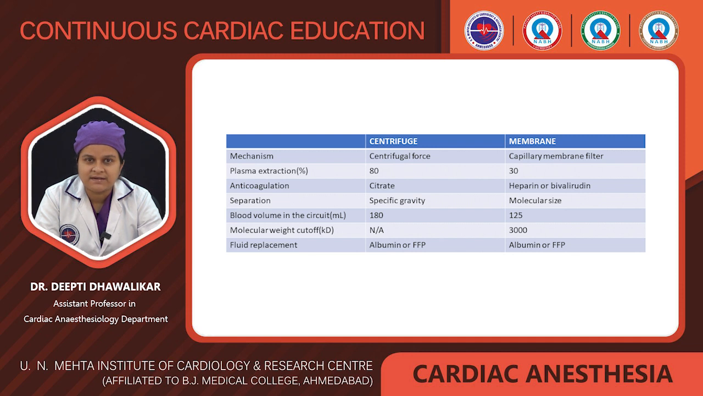Blood volume in the circuit is about 180 ml with centrifugal force, whereas it is about 125 ml with membrane filtration. Molecular weight is not applicable to plasmapheresis using centrifugal force because it is based on specific gravity, whereas membrane filtration has a cutoff of 3000 kilodaltons for filtration. For fluid replacement, in both cases albumin or fresh frozen plasma can be used.